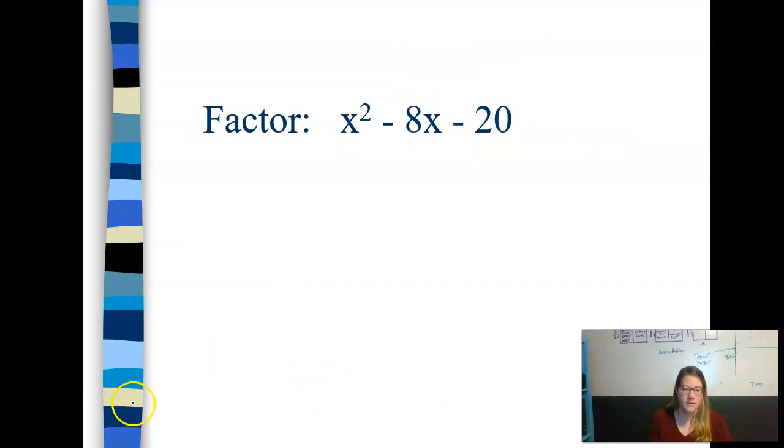All right, another example, x squared minus 8x minus 20. So our x factor here, we're going to do 1 times negative 20.